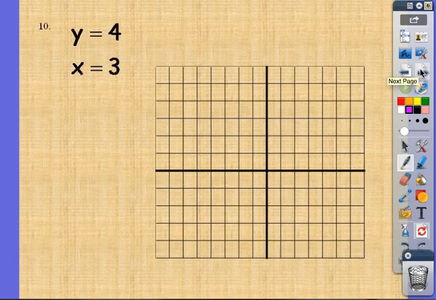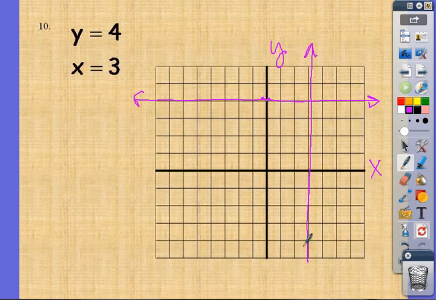Okay, let's do this last one real quick. So y equals 4, so we go to the y-axis, be careful, up to 4, and don't draw a line going straight up and down, because that's just going to be on the y-axis, right? It needs to go through the 4, and then x equals 3, go to the x-axis, and it's going to go through the 3. And so that would be at 3, 4. Those are pretty easy. Okay?